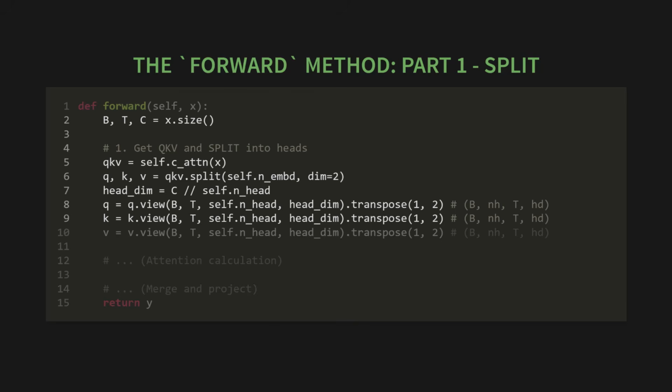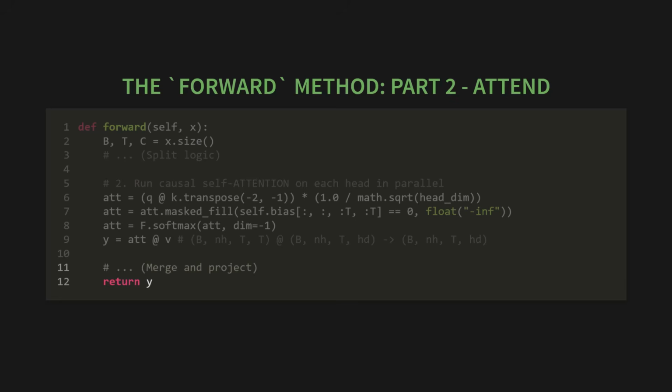Next, the forward method, part 2, attend. This should look very familiar. We run causal self-attention on each head in parallel. We calculate att with the matrix multiplication and scaling. We apply our causal mask using masked_fill. We run softmax, and we get our output y by multiplying att and v.